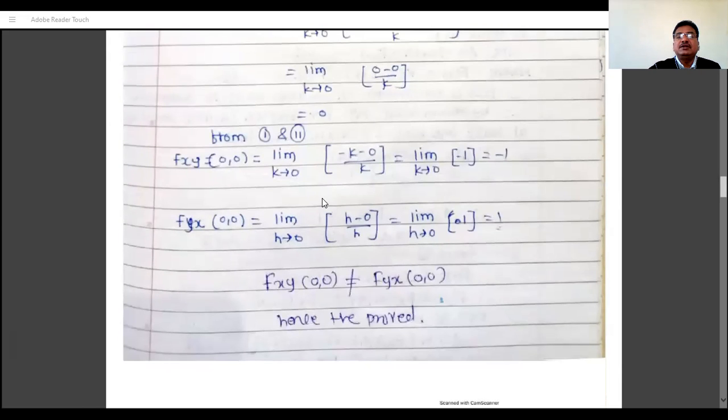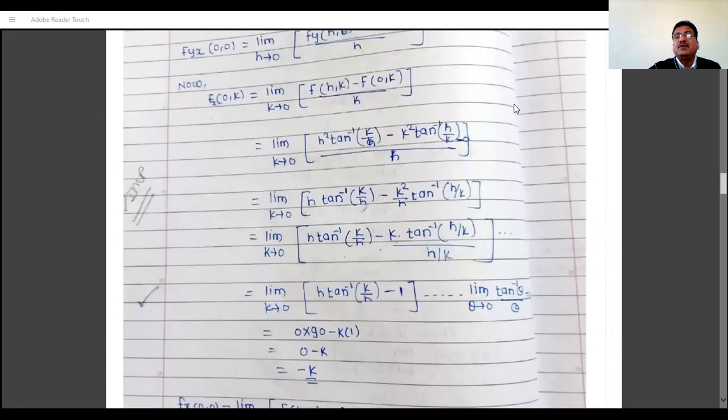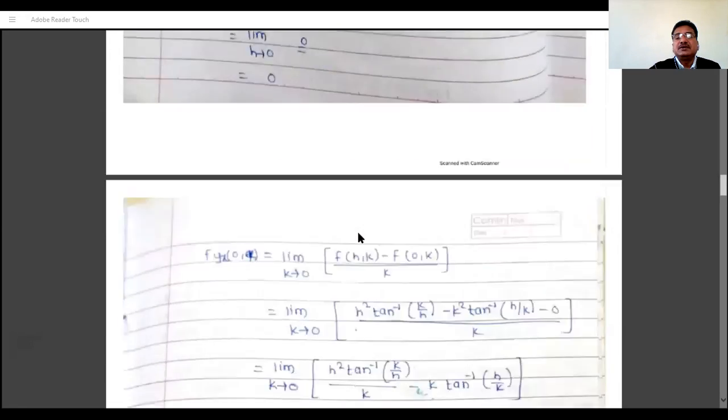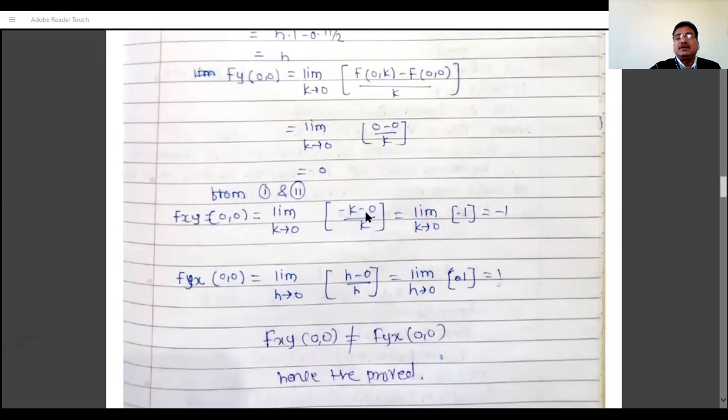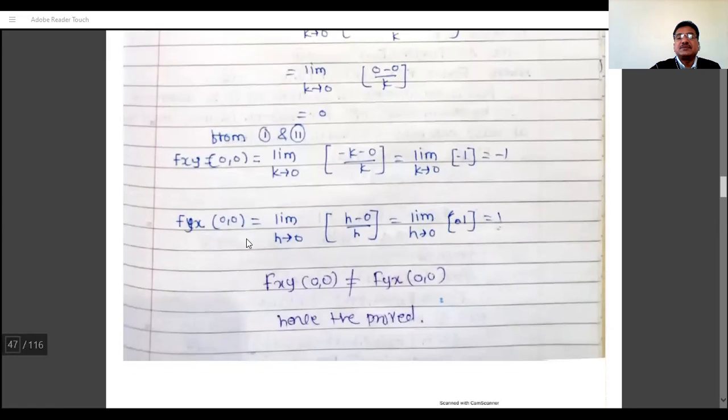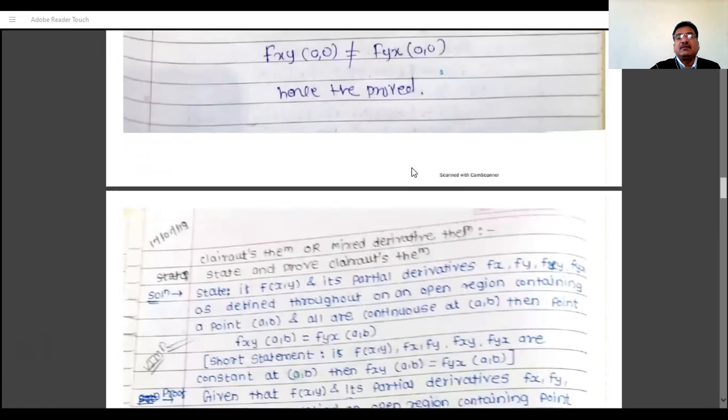Therefore, substitute all these values in equations 1 and 2. We have fxy(0,0) as the limit k tends to 0 of minus k minus 0 divided by k, that is minus 1, and the limit of minus 1 is minus 1. And fyx(0,0) is the limit h tends to 0 of h minus 0 by h, because the values are h, 0 and 0, h. h by h is 1, and therefore the limit of 1 is 1. So one answer is minus 1, another is plus 1, and therefore these two are not equal.